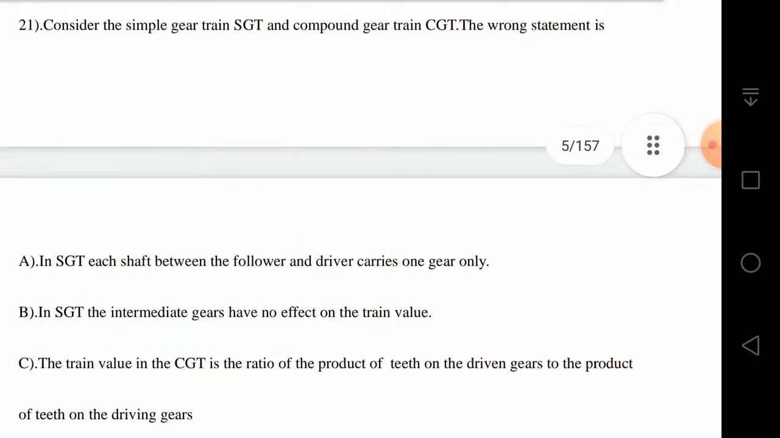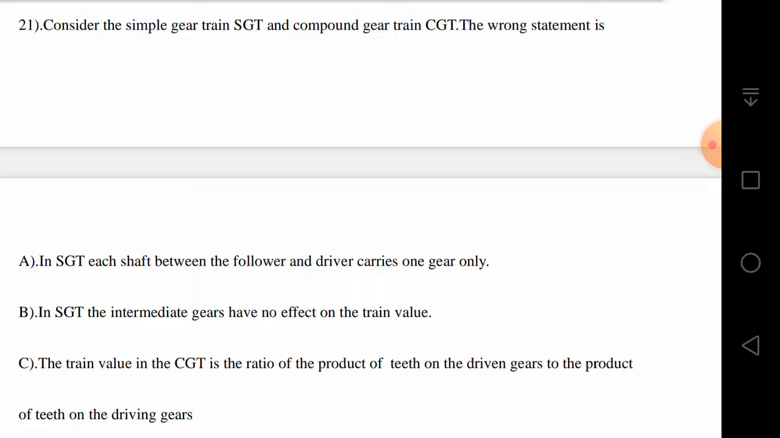So in this video, let us see some extremely important, very good questions from automobile engineering, which is your second paper for your Assistant Motor Vehicle Inspector examination, whether it may be APPSC or TSPSC. Let us see some good questions.